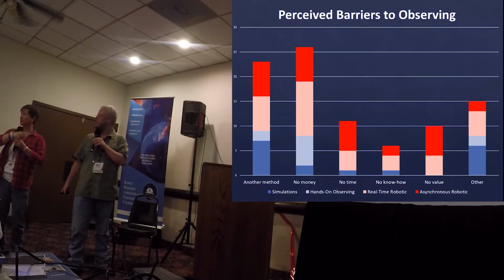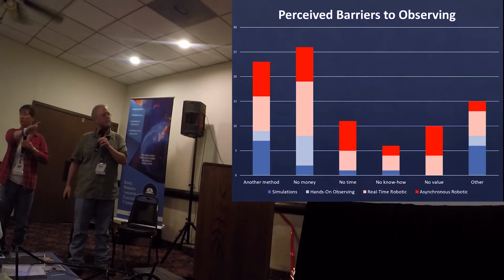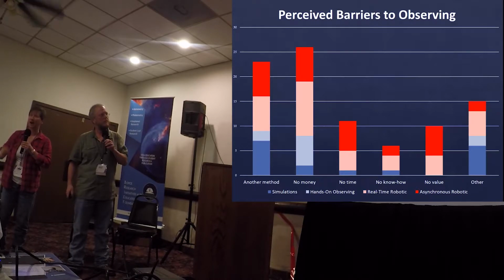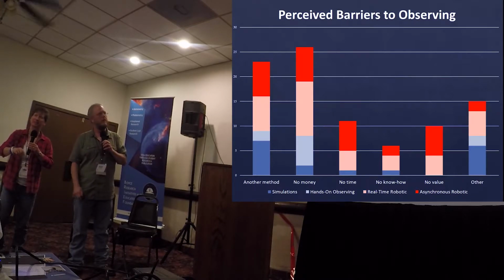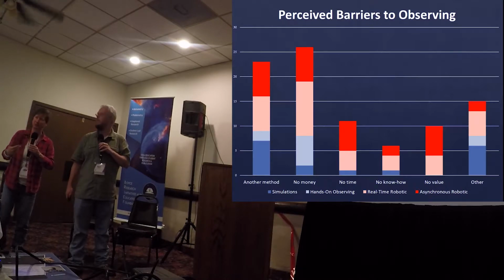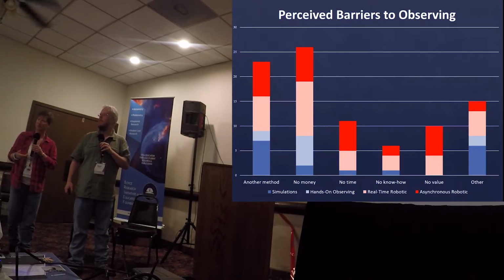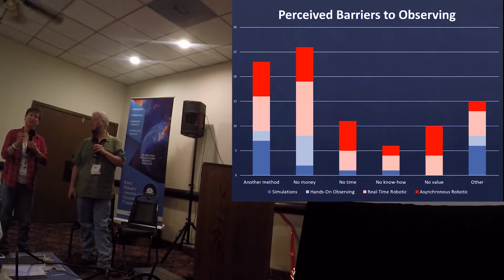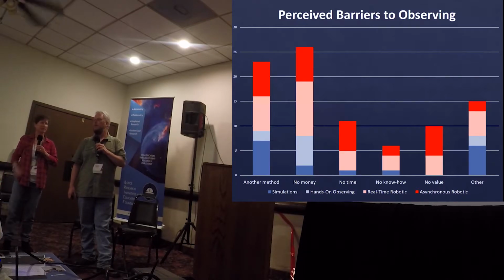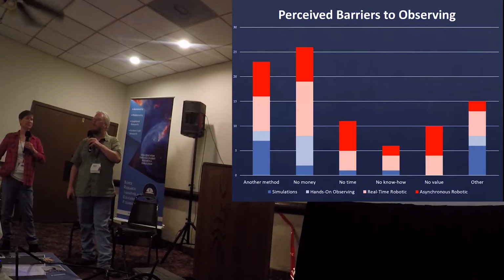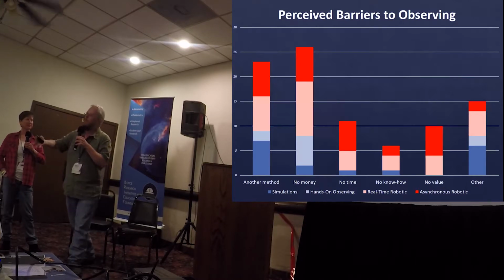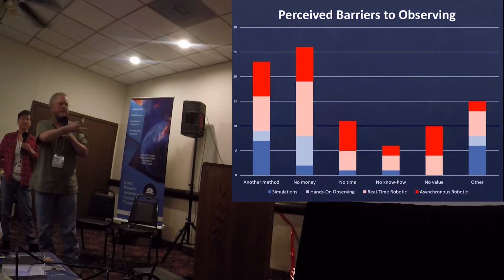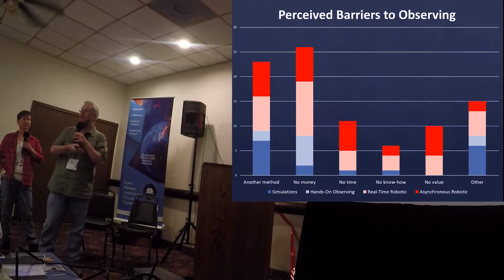Right. Another interesting perception is the little bar that says no value. These are people that indicated, I don't believe that there is any value in my class to using robotic or remote observatory. And so, you know, it gets down to, what is it that they do think has value in their class? So part of this could just be an education thing, that we need to better communicate that there is value, that there isn't this money issue.